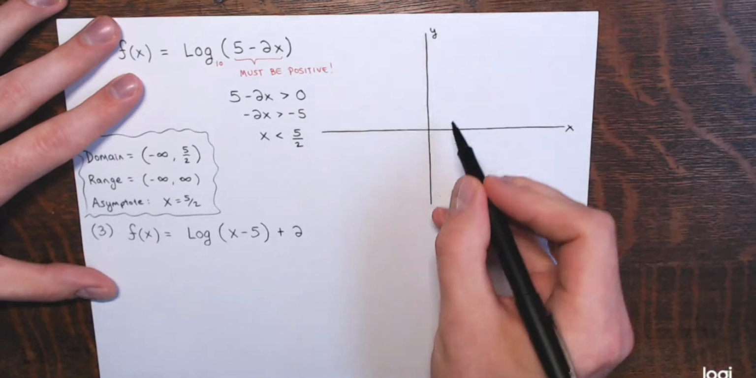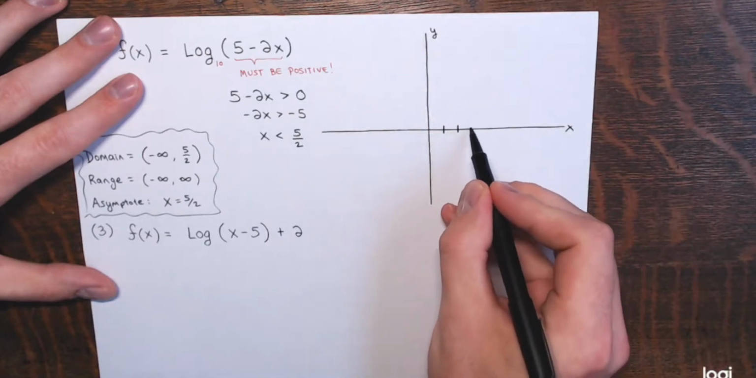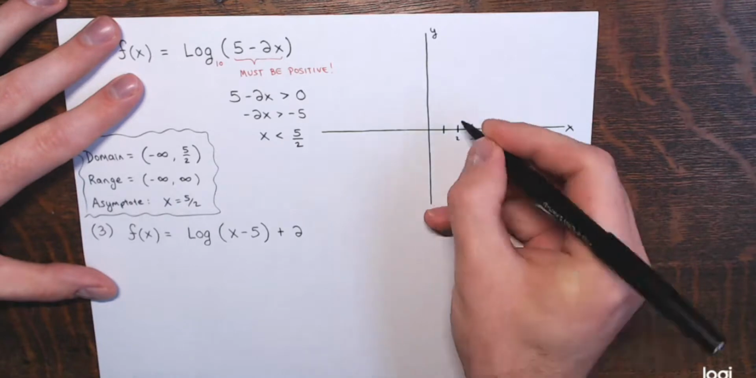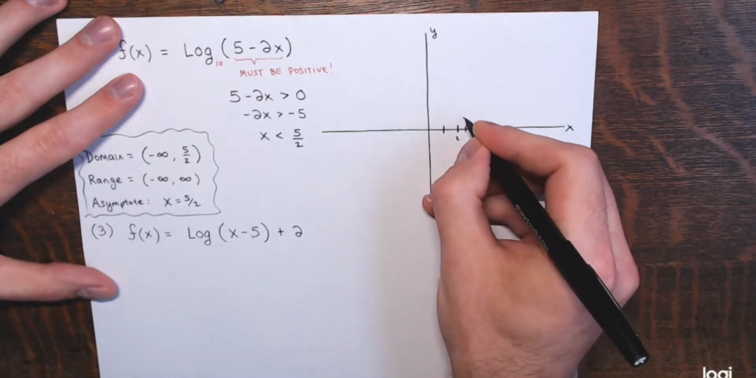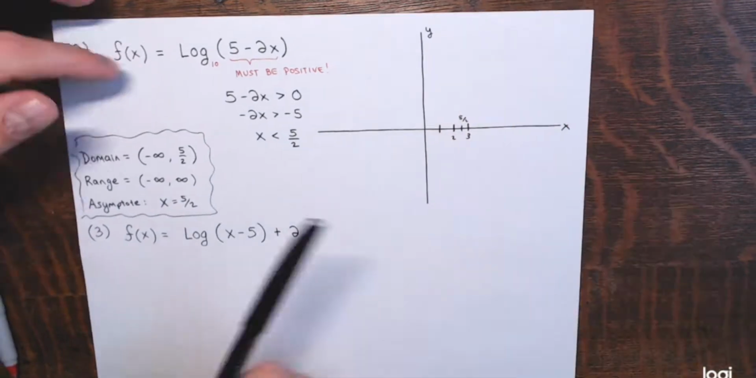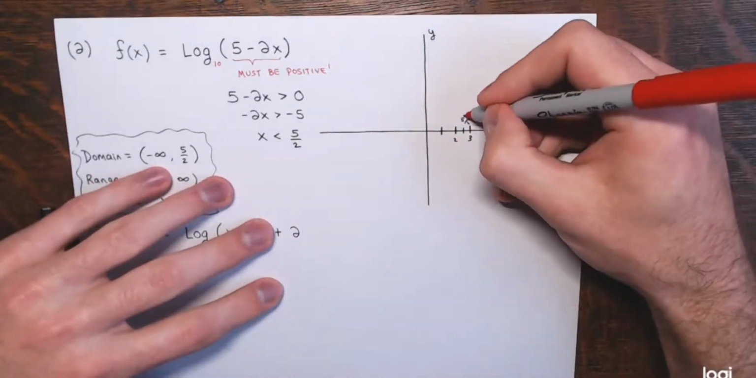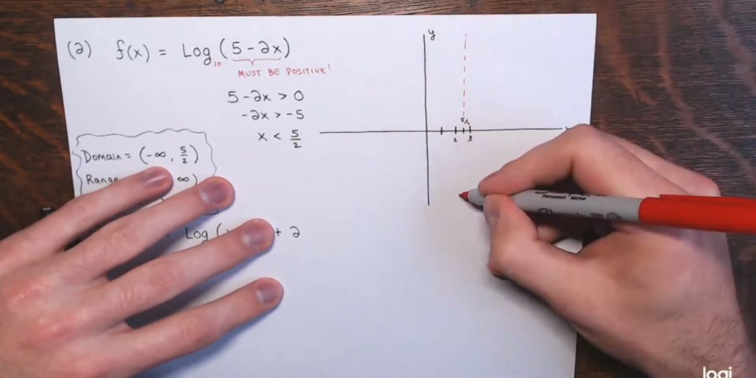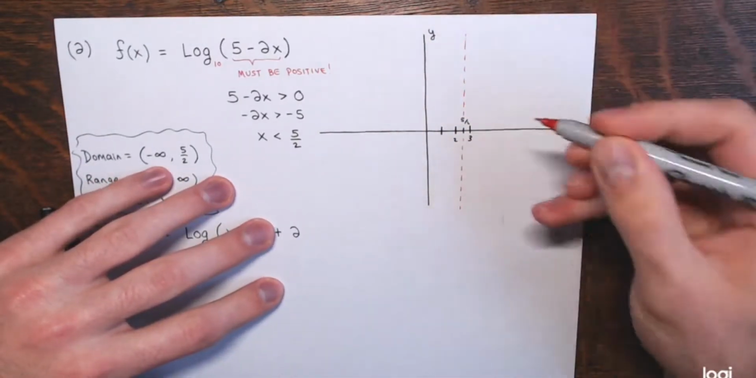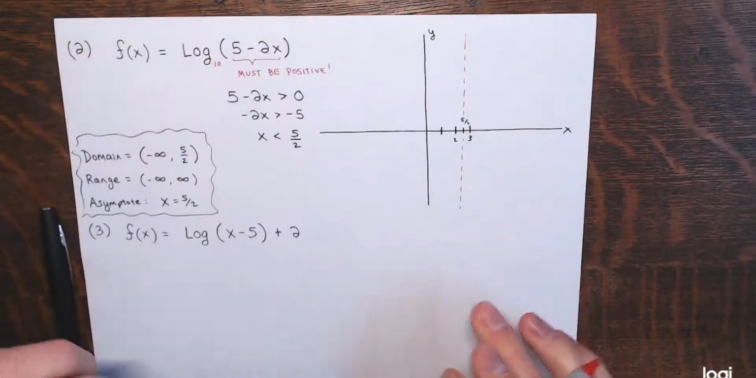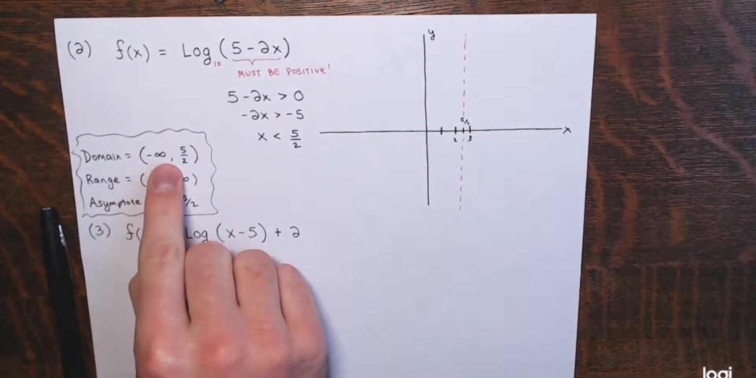All right, so here's 1, 2, 3, and then 5 halves, right, is here, but 2.5. So there's a vertical asymptote here. And then the entire graph is going to be to the left of this, right? The domain is all values less than 5 halves.